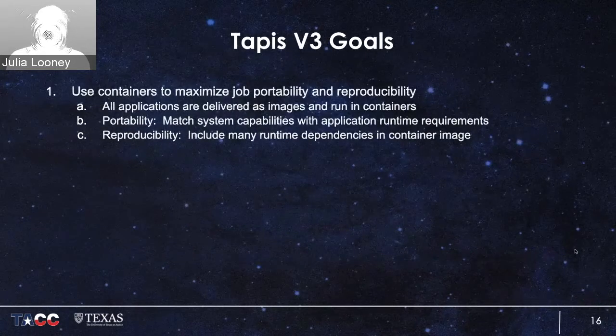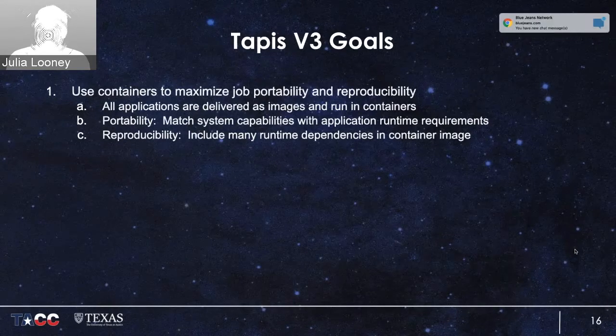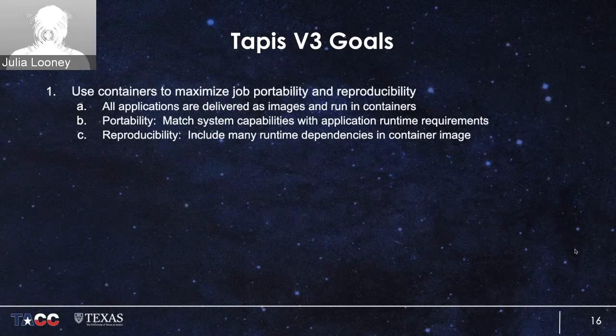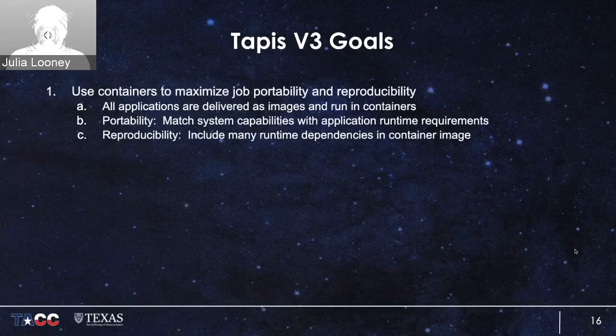So the goals of version 3 are to use containers to maximize job portability and reproducibility. As I mentioned, all applications are going to be delivered as images that run in containers, Docker or Singularity to begin with. The idea here is that we want to improve portability by extending our systems model to have this idea of capabilities that a system has, and applications would specify the requirements that they need in the system that they are going to run on, and therefore we'd be able to move an application around to different systems that meet the application's needs.